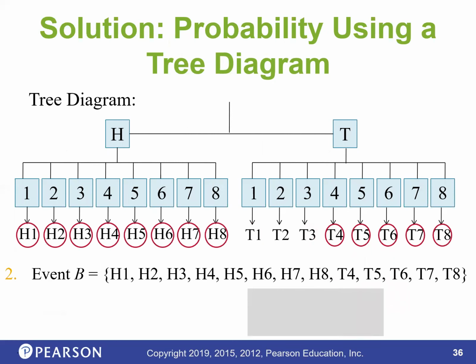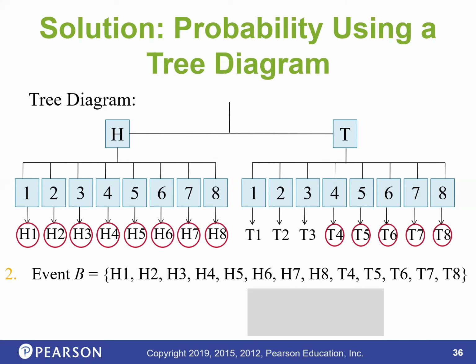Let's see if this one makes sense. Hopefully you guys wrote these down. So H is getting a head up to here. It doesn't matter what I get for the number, as long as I get a head. All these are circled here. It says or spinning a number greater than 3. So I already got H3, H4, H5, H6, H7, H8. That means T4, T5, T6, T7, T8 will be the other possibilities. Okay, are we good there?